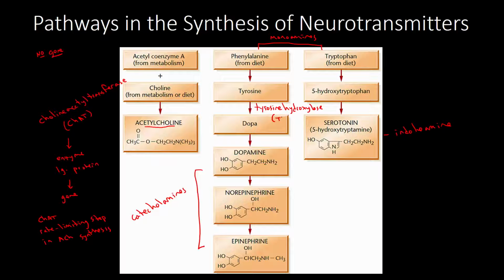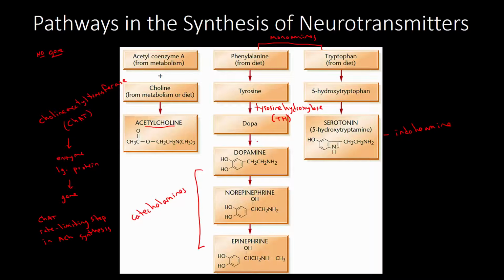Most of us are going to abbreviate it TH. Okay, so tyrosine hydroxylase is the enzyme that's going to take tyrosine and convert it into dopa. There's another enzyme. You don't need to worry about the name. This is going to take dopa and convert it into dopamine. Dopamine will then be converted by another enzyme into norepinephrine. Norepinephrine will be converted by yet another enzyme into epinephrine.